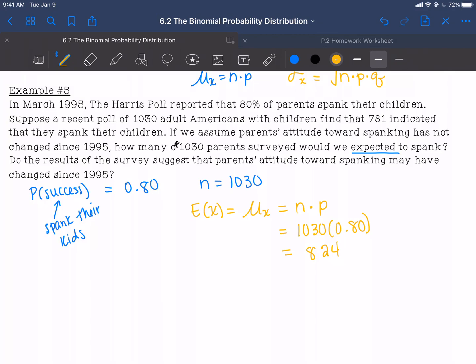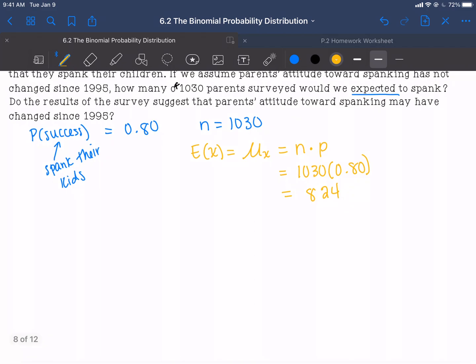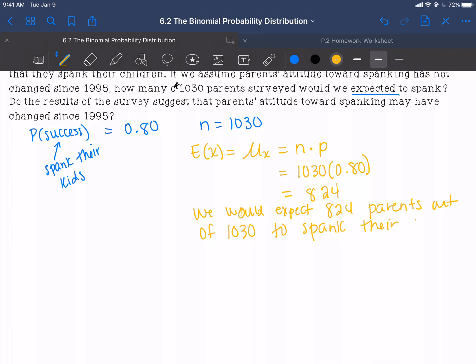So we would expect 824 parents out of 1,030 to spank their children. Okay, so that answers how many would we expect.